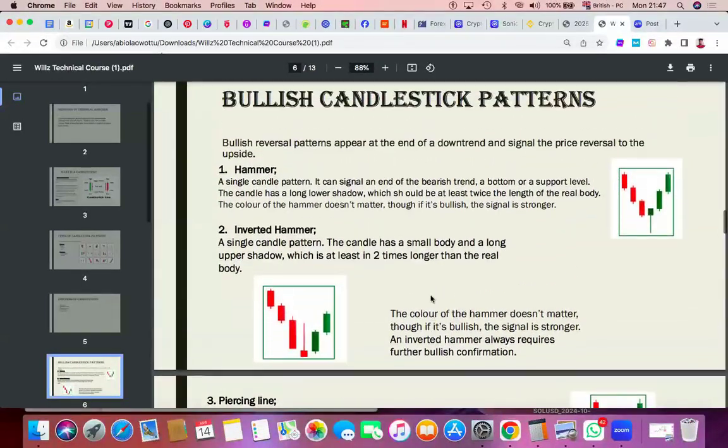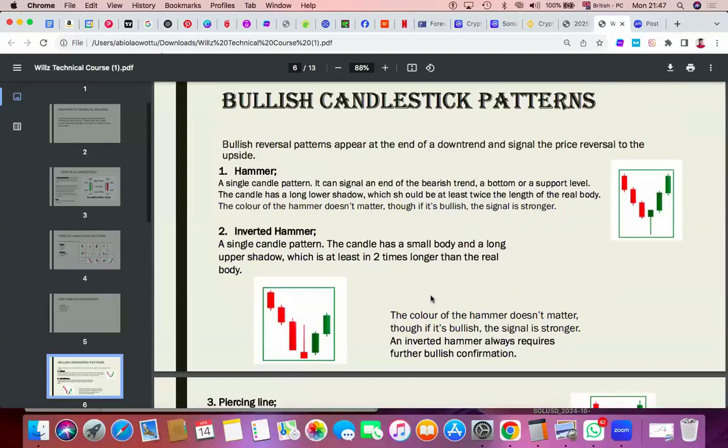So here we are talking more about candlesticks, in a more in-depth manner.